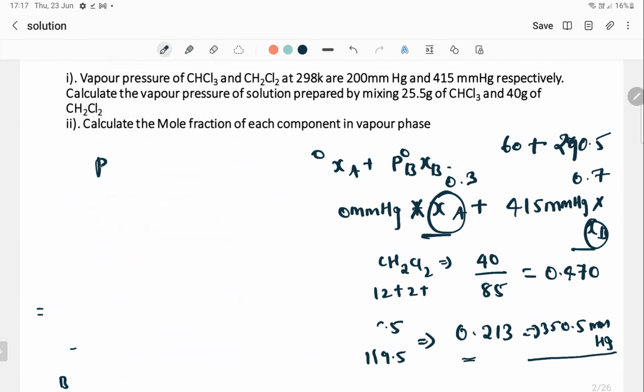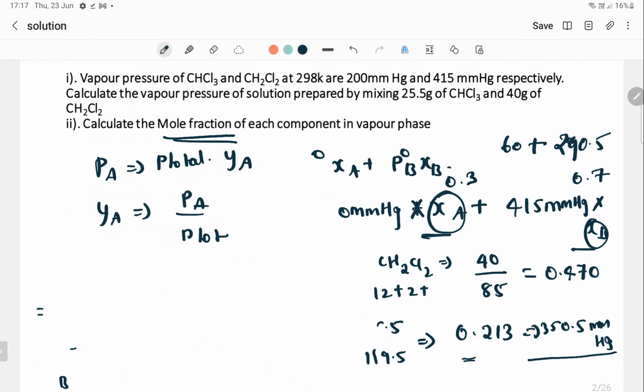PA is equal to P total YA. They have asked for mole fraction. So YA is equal to PA divided by P total. Okay. So what is our PA? PA is nothing but P naught A into XA. So what is the value of P naught A into XA? 200 into 0.3. That is 60.